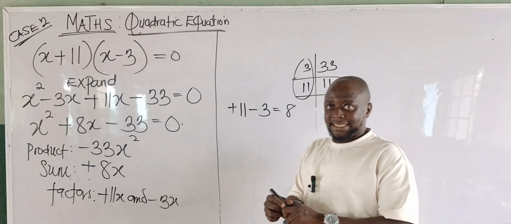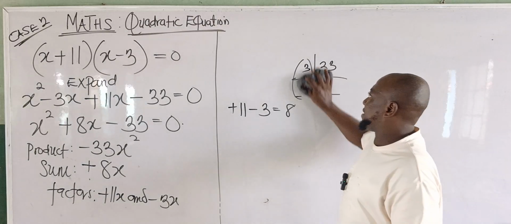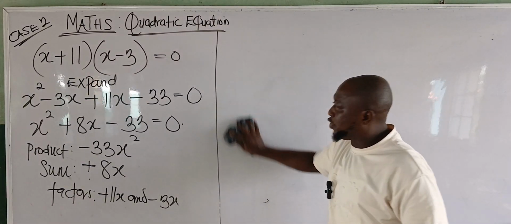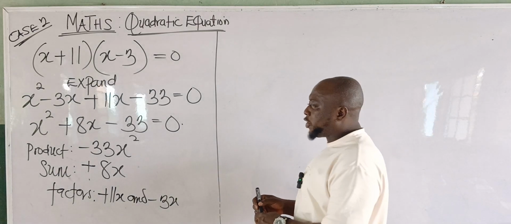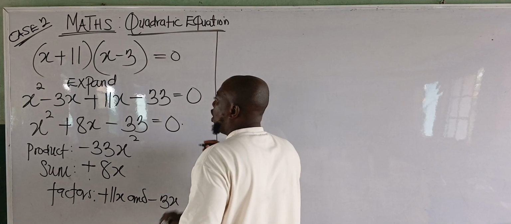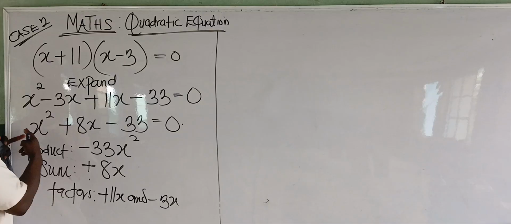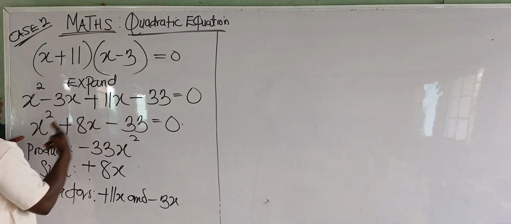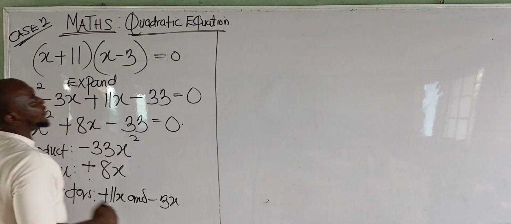11x times minus 3x, we are going to have minus 33x. So what do we know? Since we already know the factors now, come back to this point. Remember, we are changing this trinomial into quadratic. Take the first letter.